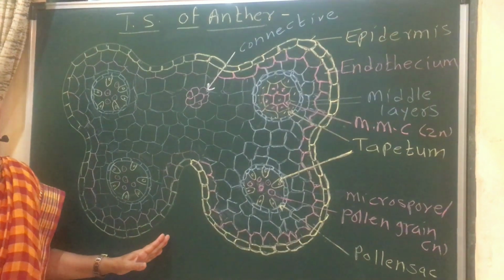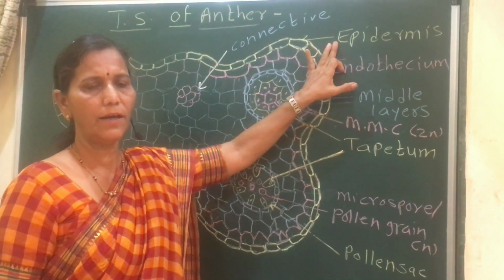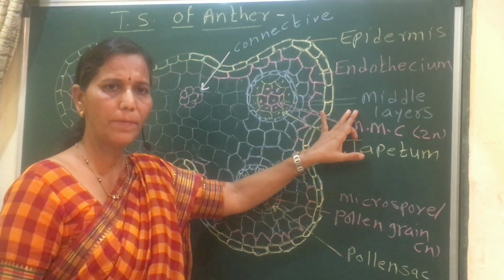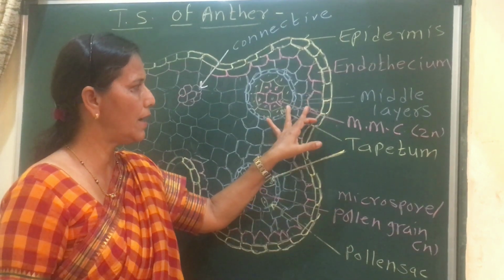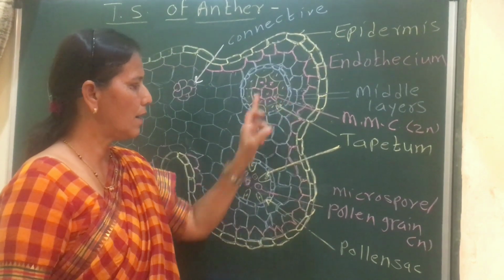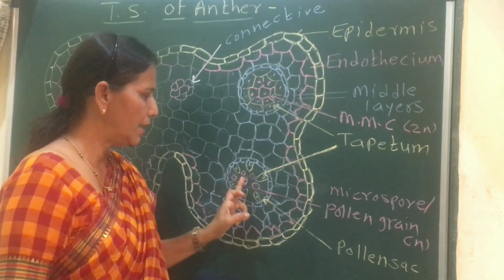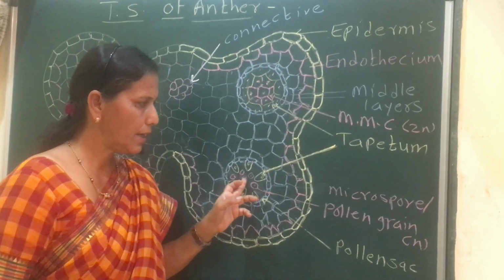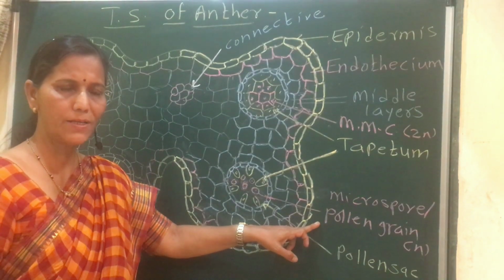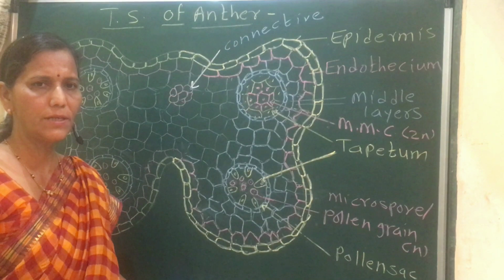Again we will say the outer layer is the epidermis. It is followed by endothecium. Endothecium is followed by 2 to 3 middle layers. Then pollen sac. The covering of pollen sac is the tapetum. Then in the interior we see the microspore in mature pollen sac and microspore mother cell in immature pollen sac.